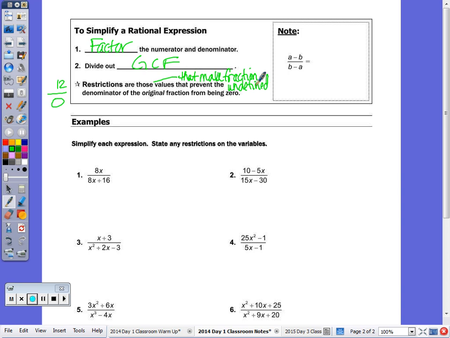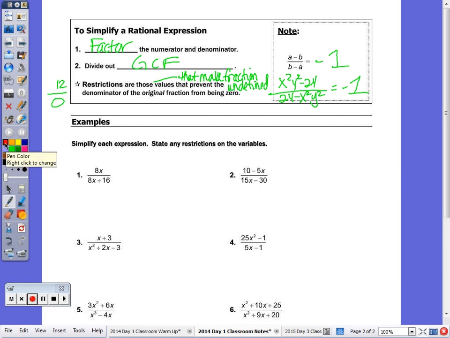And in the box there, what is a minus b divided by b minus a? What is that equal to from the warm-up? Negative 1. Even if it was something as crazy as x squared y squared minus 24 divided by 24 minus x squared y squared, as long as it's both subtraction with the same things that you're subtracting in opposite order, you still get negative 1.